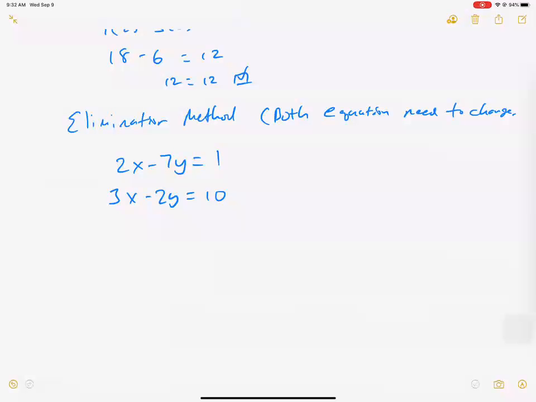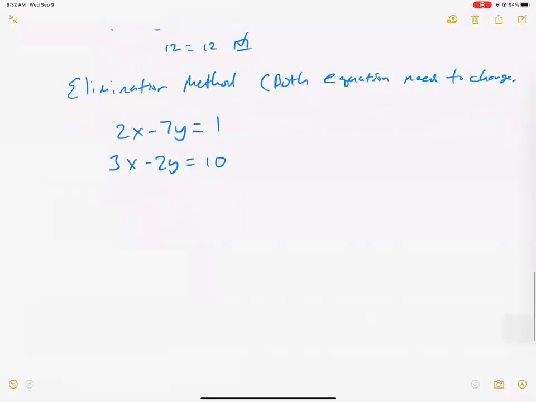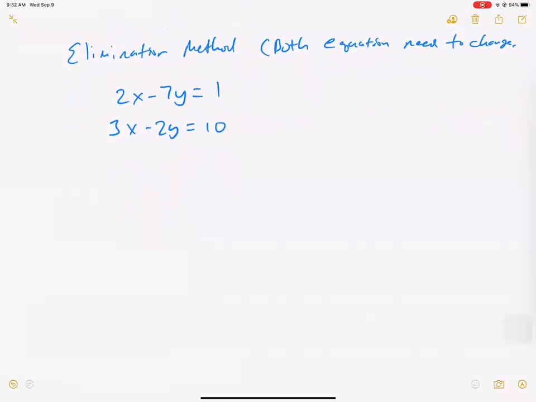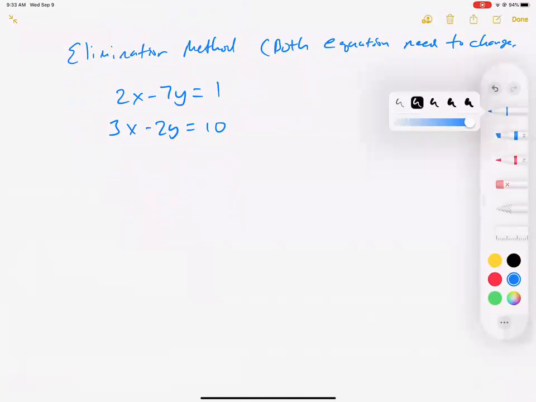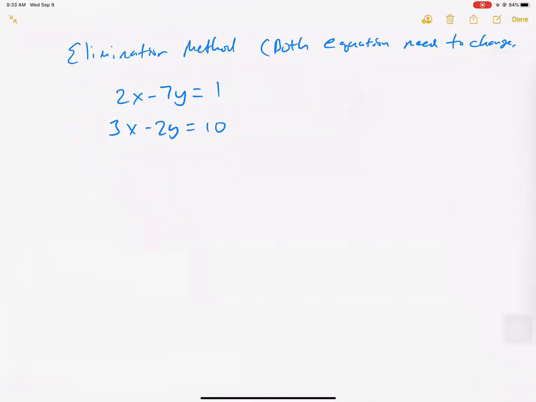Okay, here's our problem for elimination where both have to change now. And this is the one where it gets a little messy. Usually we make a simple mistake someplace, maybe a sign mistake. But let's go ahead and take a look. Can I make the 2 look like a 3 or the 2 look like a 7? Or vice versa. Can I make the 3 look like a 2 or the 7 look like a 2?